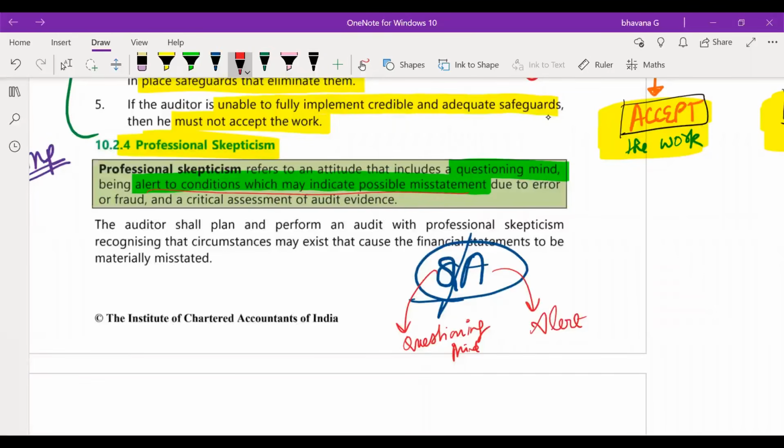Next is that I must be alert to all the conditions that might indicate a possible misstatement. Suppose, as one example, I'm asking an employee about something, and when I ask, he just gets shocked and stands stunned there. He starts sweating, his hand starts trembling, and he answers something. Because he has answered, I must not just accept it. Here I can see that there is some condition indicating a possible misstatement, right? So I must be alert to such conditions. Now I can know that something must have happened. That's why he is sweating. Okay, so this is nothing but professional skepticism. You must always have a questioning mind, and you must always be alert to conditions which may indicate possible misstatement. It can be due to error, or it can be due to fraud.